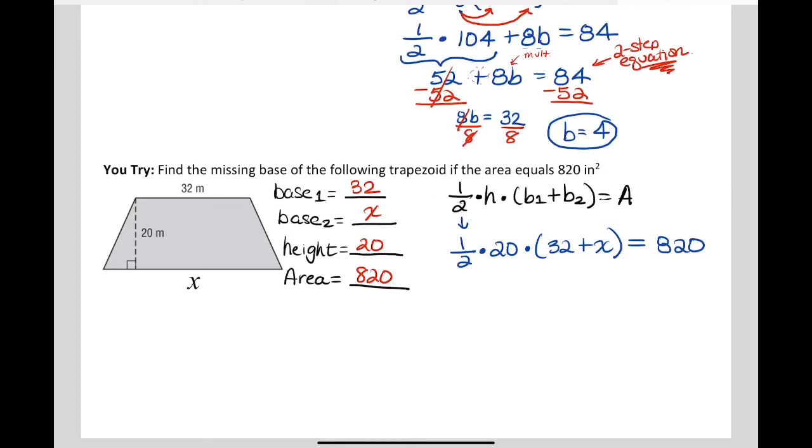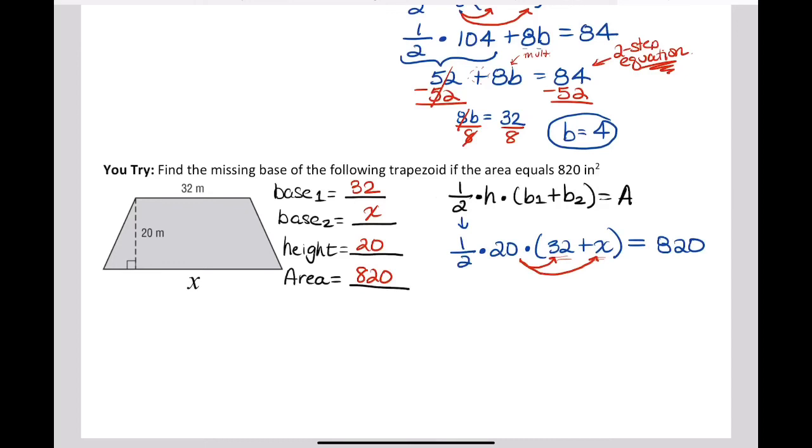This typically is where people kind of fall apart and they're like, what's going on? How do I solve this? And just like I was saying before, we can't add 32 plus x. Parentheses come first, but we can't do what's inside the parentheses. So we're going to do the next best thing, which is distribute the number that is just outside the parentheses. So we're going to clear those parentheses by multiplying by 20.